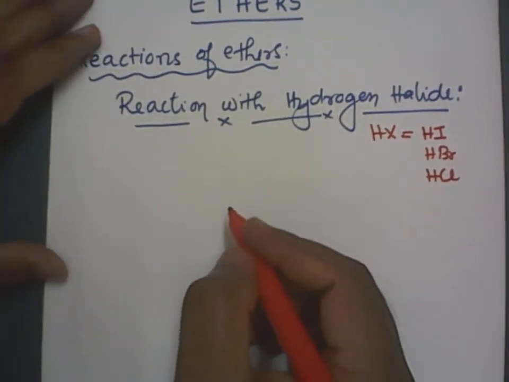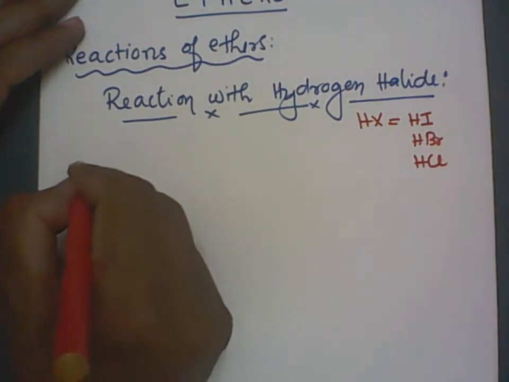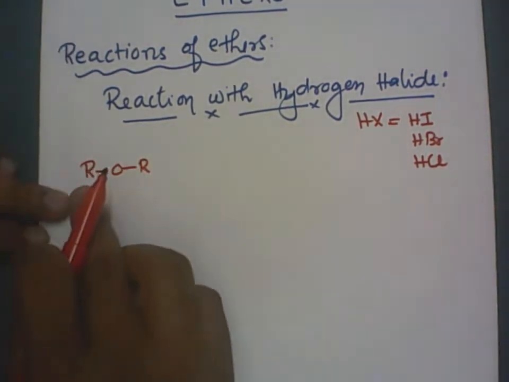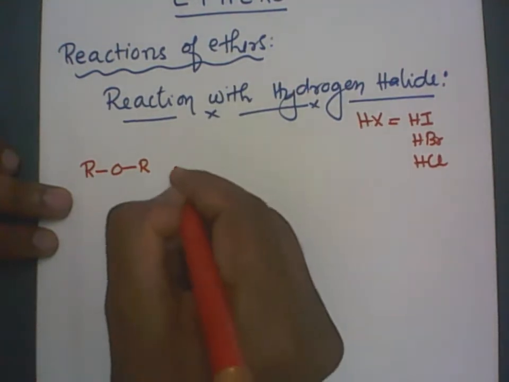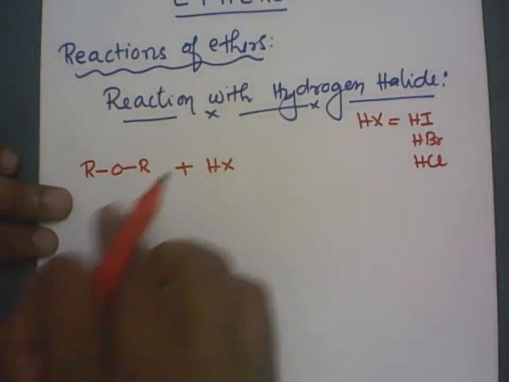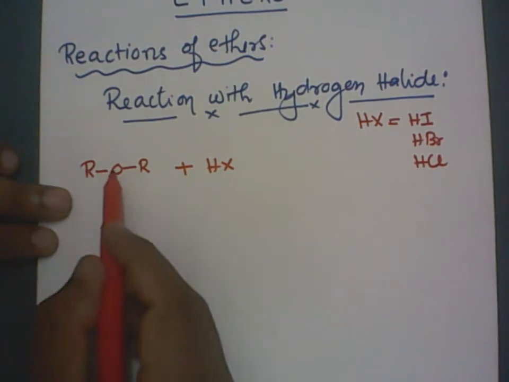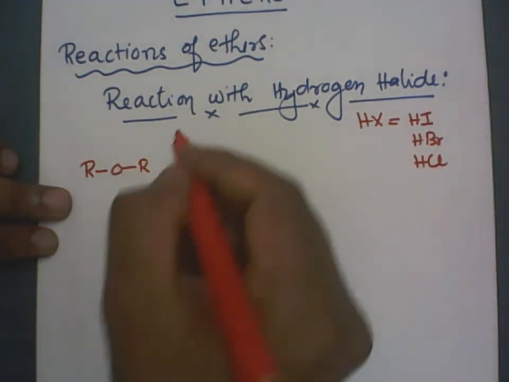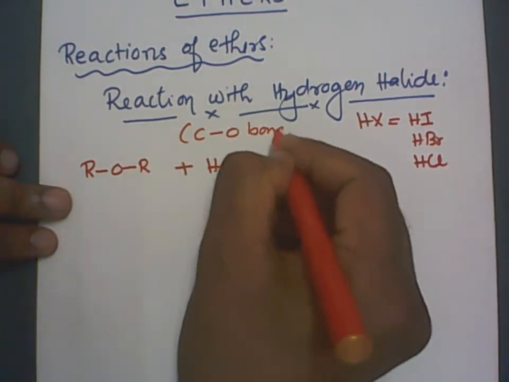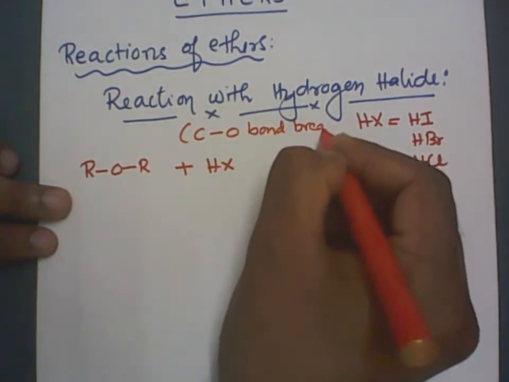What is the general formula of the ether? We write ROR, correct? R groups can be alkyl groups or R groups can be the aromatic ring attached to the oxygen. So let me write the reaction with the hydrogen halide. Now what will happen in these cases? Carbon is attached to oxygen, carbon is attached to oxygen. So it is an example of carbon oxygen bond breaking.